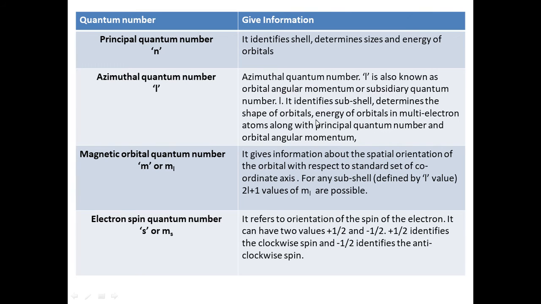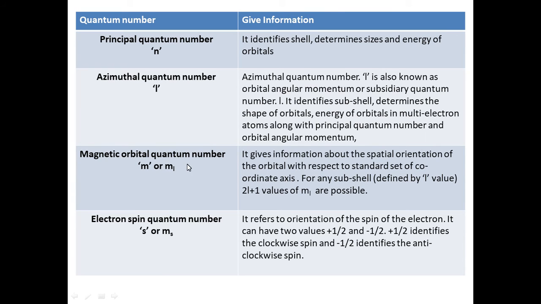It determines the shape of the orbital. The S subshell has a spherical shape, the P subshell has a dumbbell shape, the D subshell has a double dumbbell shape, and F is diffuse, which means not defined. It also determines the energy of an orbital in multi-electron atoms, along with the principal quantum number. So this is all about the azimuthal quantum number.